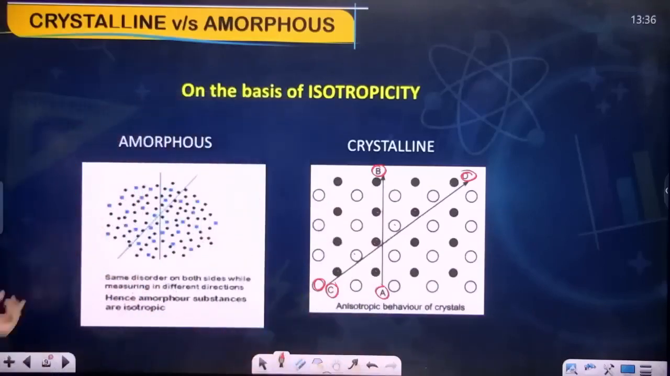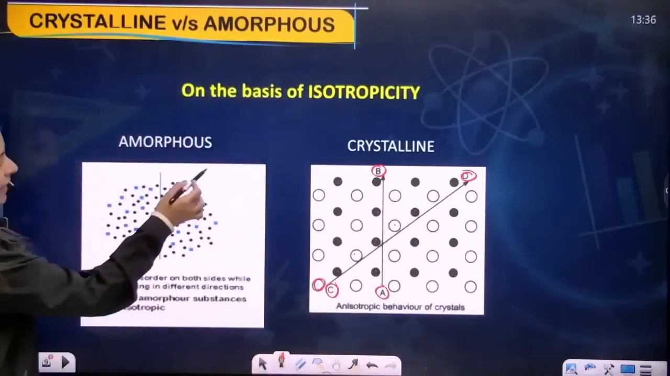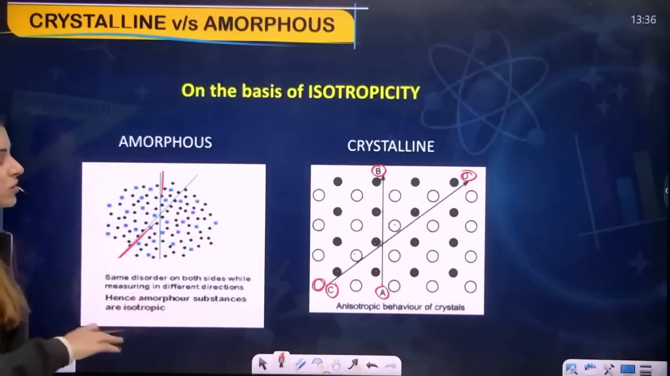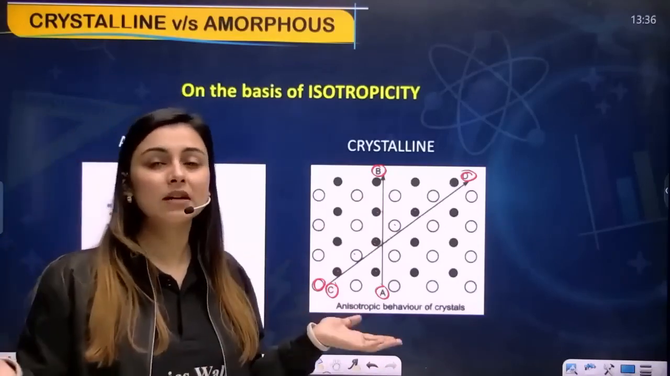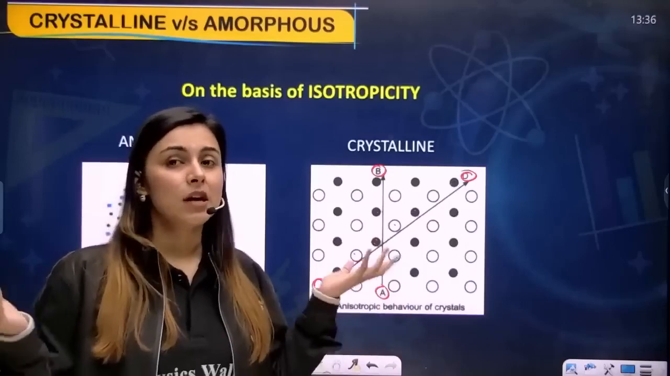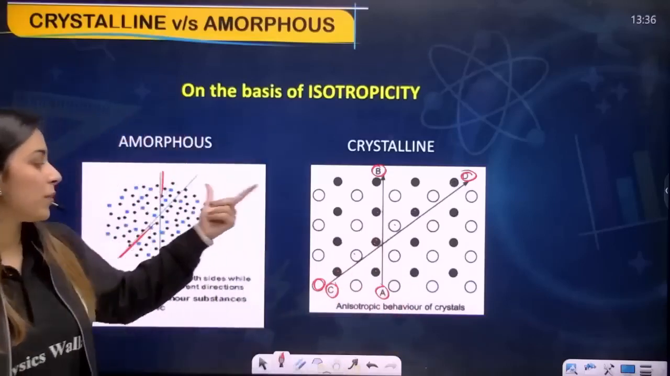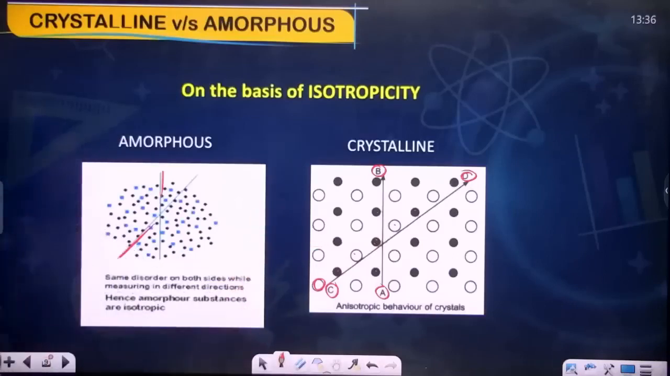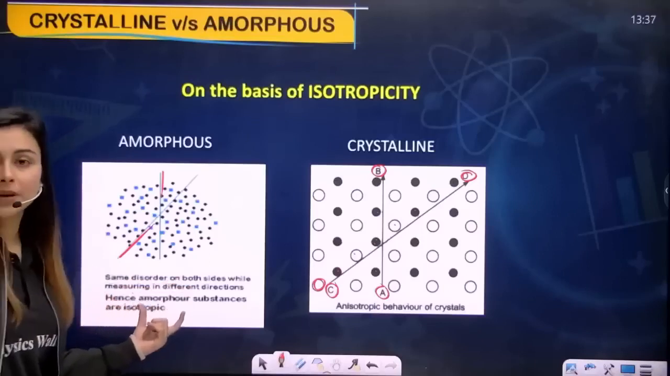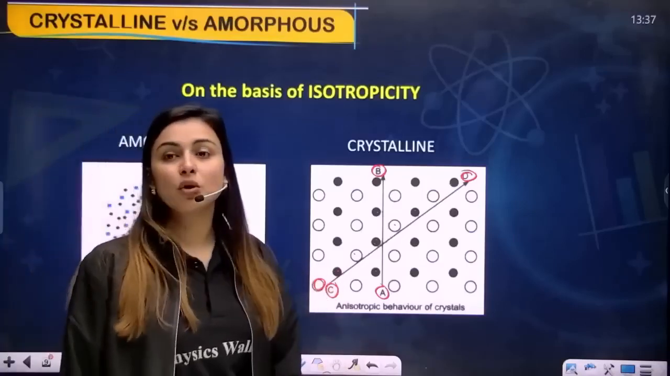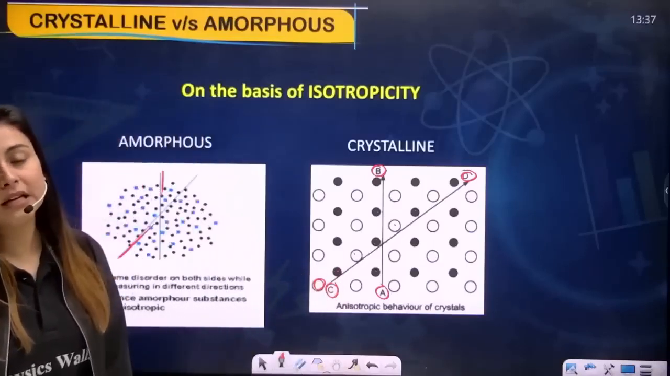But if we talk about the amorphous solid, you go from this side to this side, you go from here to here, the atmosphere is exactly the same, because it is random everywhere, and that is the reason properties have exactly the same values, and that is why it is isotropic. It is written here: same disorder on both sides, measuring in different directions, hence amorphous solids are isotropic in nature, and your crystalline solids are anisotropic in nature.